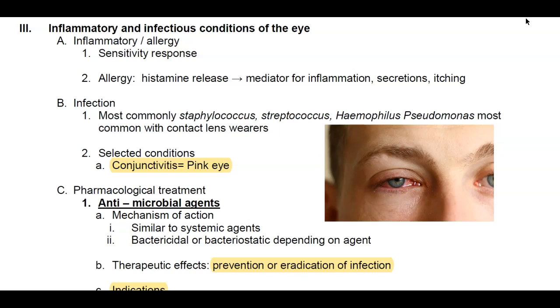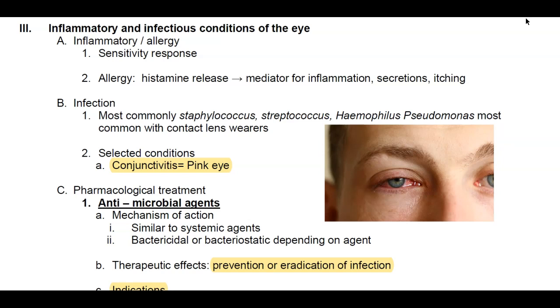At times, it can be from infection. The most common infections of the eye are from Staphylococcus, Streptococcus, Haemophilus, and Pseudomonas. Pseudomonas specifically is an infection that often happens with contact lens wearers.